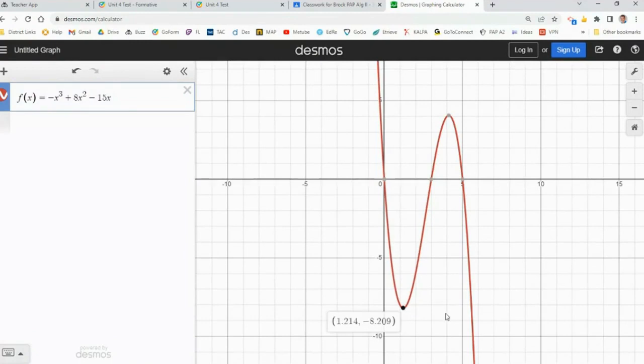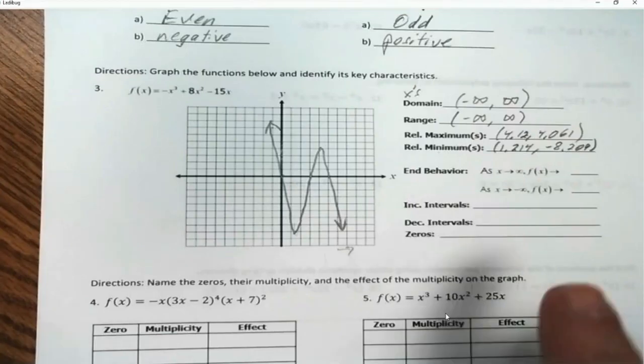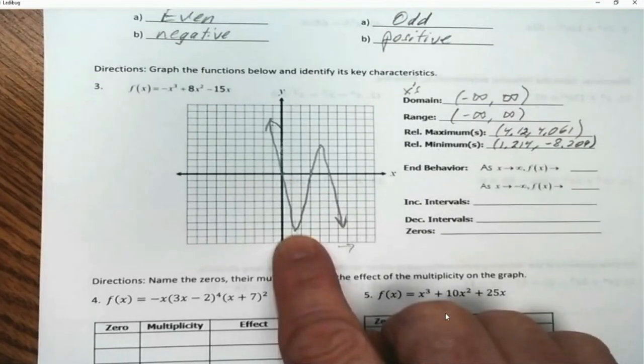So that, let me write that one down, is at 1.214, comma, negative 8.209. All right, so that point is our relative minimum. That's right there.